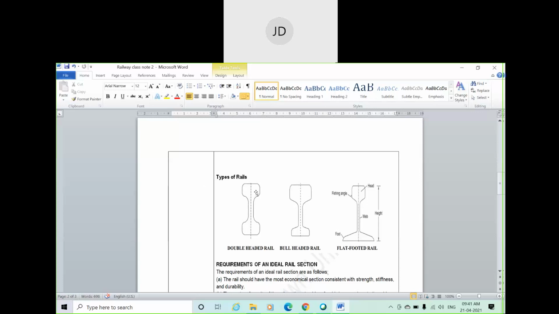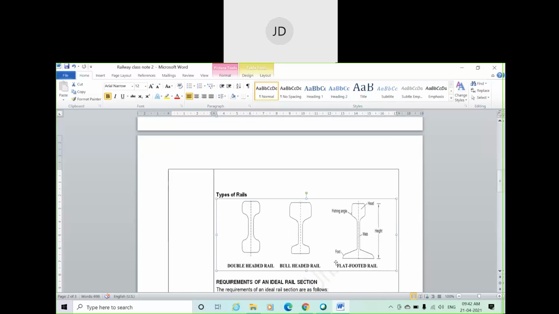Okay, so from the name the definition is very easy. Double-headed means both the top and bottom parts are like a dumbbell shape. On both sides it looks like a head only. There is no foot. The top and bottom sides are similar in size. In bull-headed, you can see the top part is a little larger in shape compared to the bottom. So you can say bull-headed. And in flat-footed rail, you can see the foot is flat, the base is normal flat.